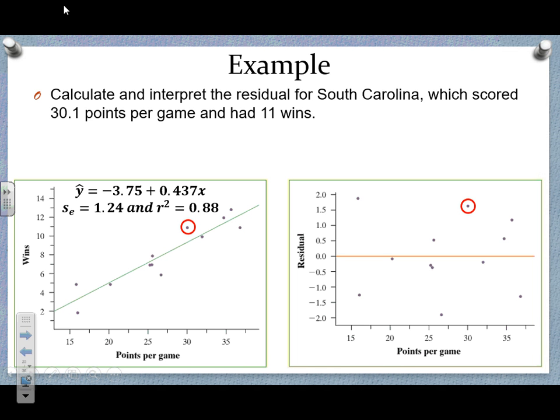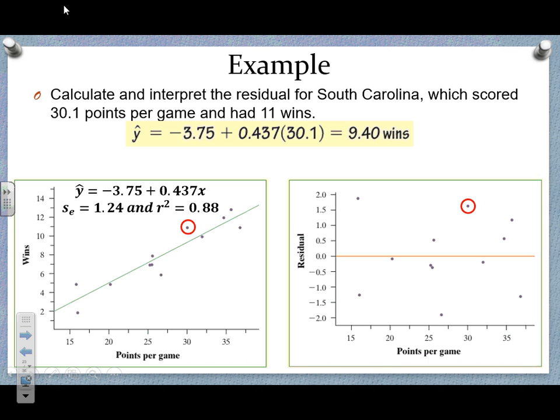So what would we need to do? Plug in what? Plug 30.1 in for X in our equation. So if we plug 30.1 in for X, our line would predict that if they scored 30.1 points per game, they would have 9.4 wins on the season. Okay, so our line says if you're going to score 30.1 points per game, you're going to get 9.4 wins.